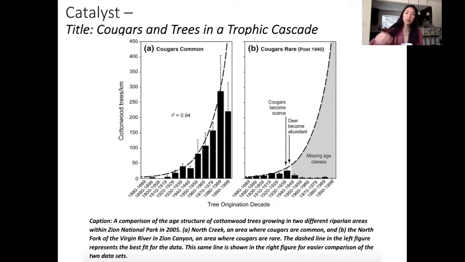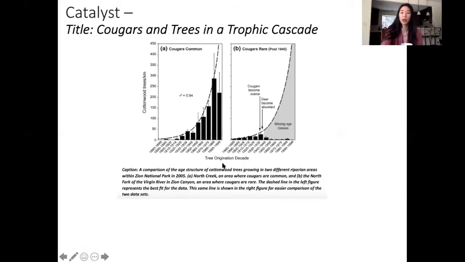All right, so the first day, I just wanted you to figure out the variables. So dependent variable and independent variable. If you look at this graph right here, you've got A and then you've got B. So cougars common and then cougars rare. What they meant by common and rare is not a species type, but just, are there cougars in this area? There are, and then in this area there aren't.